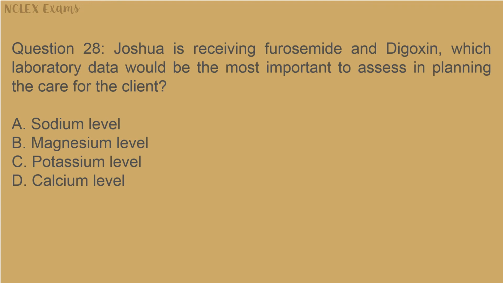Question 28. Joshua is receiving furosemide and digoxin. Which laboratory data would be the most important to assess in planning the care for the client? A. Sodium level. B. Magnesium level. C. Potassium level. D. Calcium level.